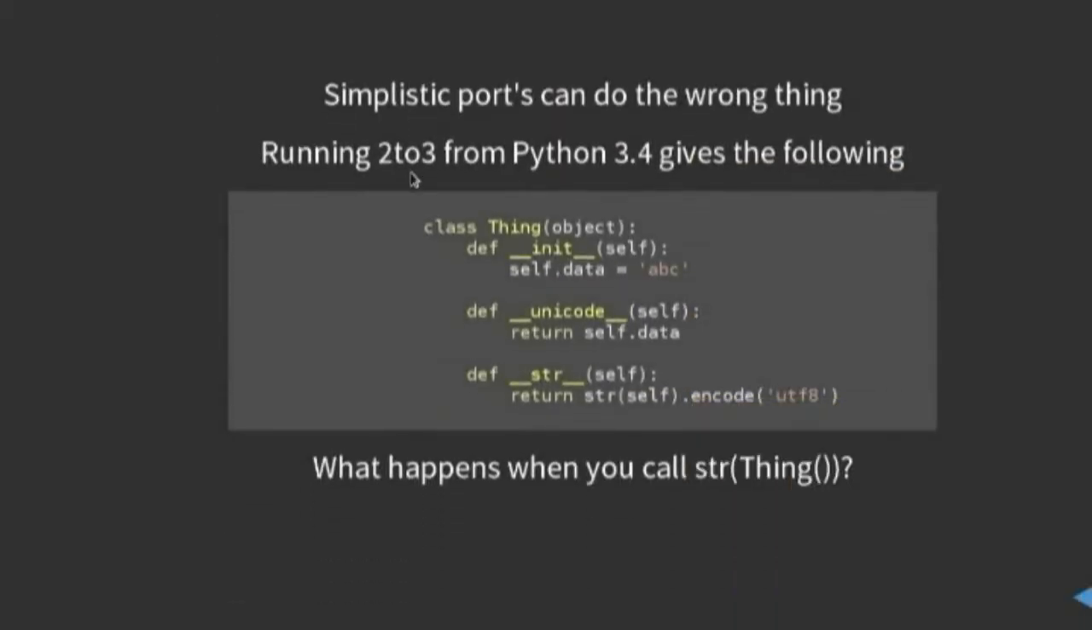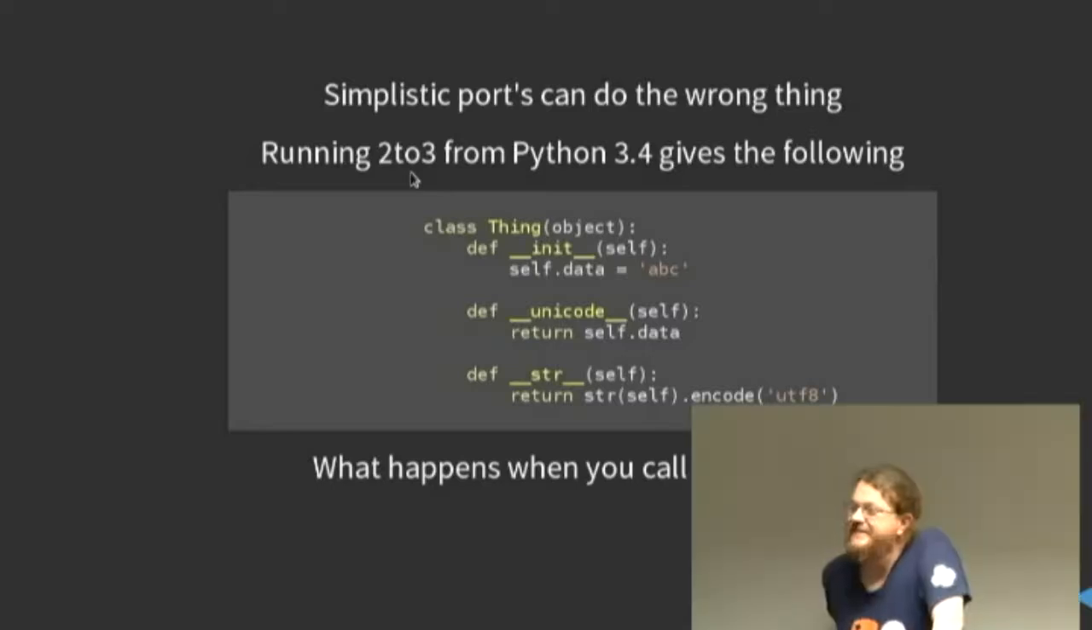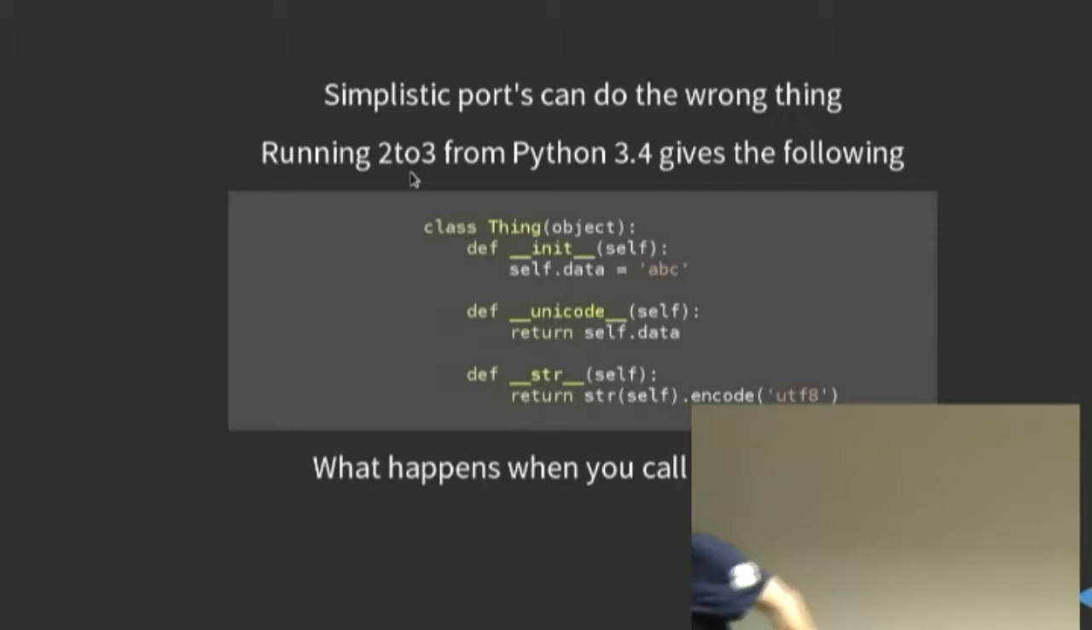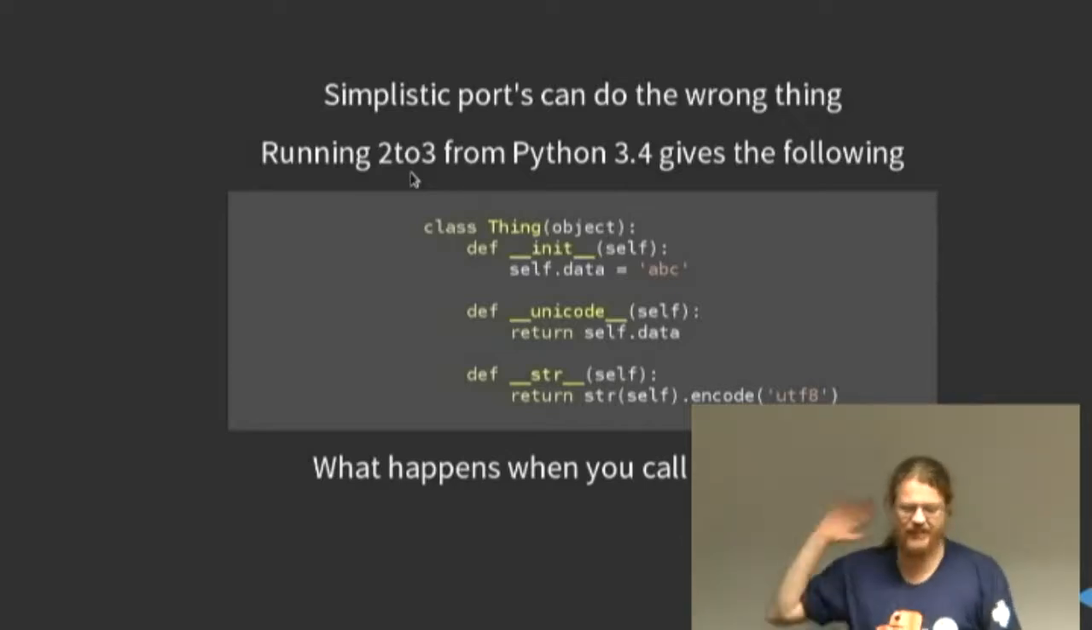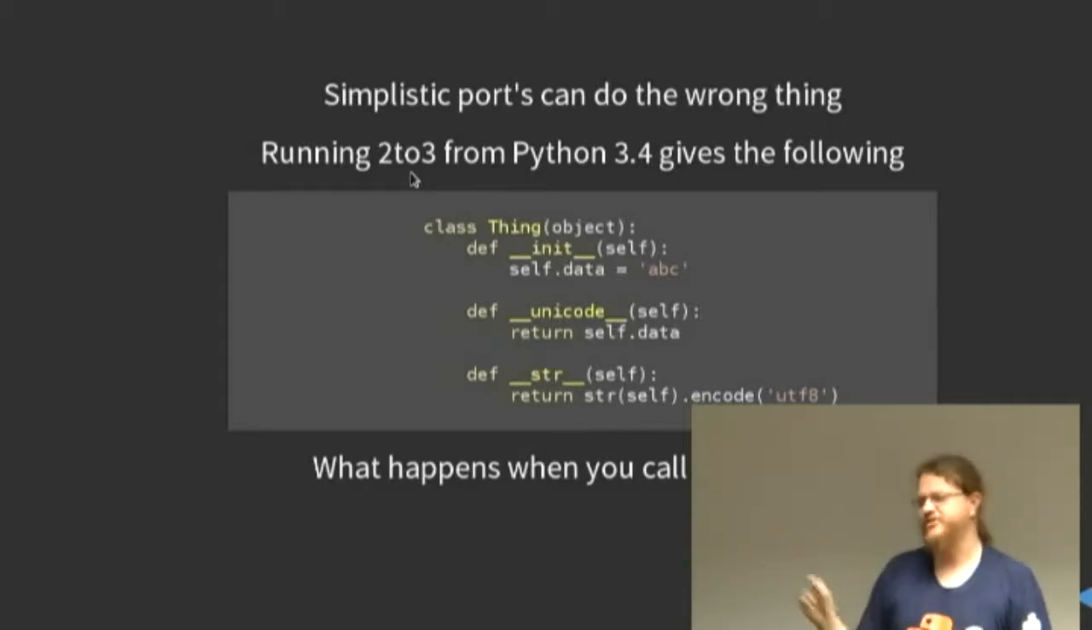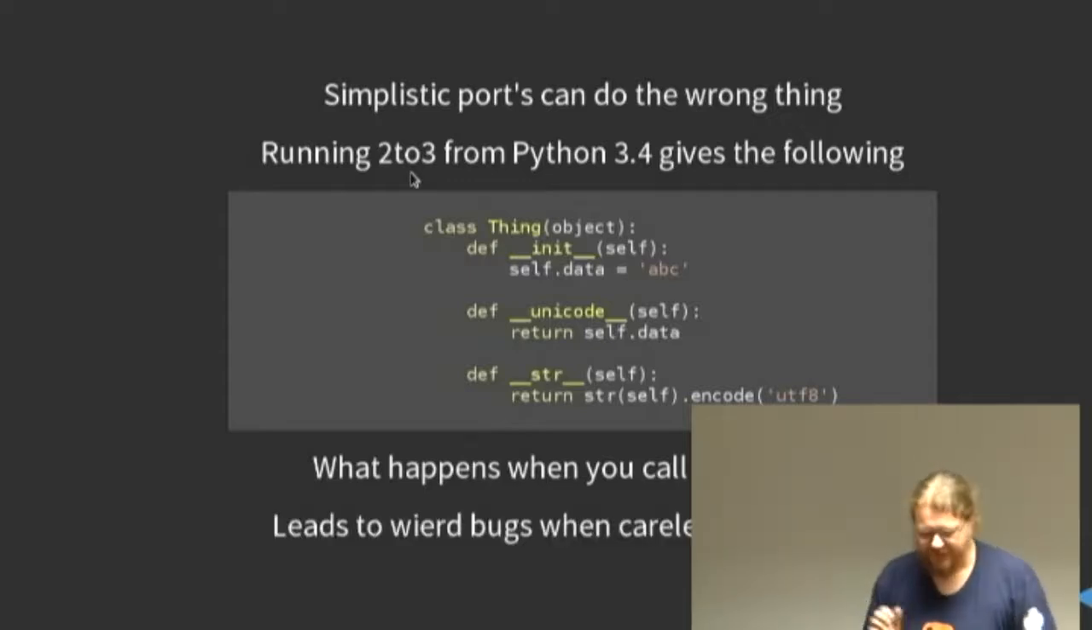If you do a simplistic port, in this case 2 to 3, can anyone guess what happens when I run str on an instance of the object Thing there? The str will call dunder str, which will call str, which will call dunder str, and you end up with a recursion error. This is not what you want. So in cases like this, don't blindly trust what the tools give you, because sometimes they get it wrong.